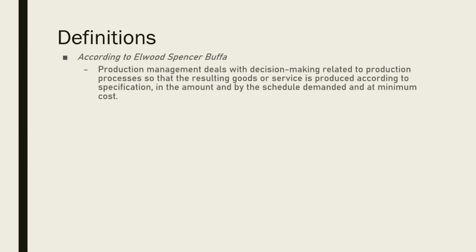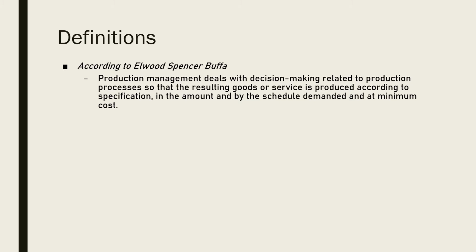We have a few definitions which will help us understand better what production management is all about. According to Elwood Spencer Buffa, production management deals with decision making related to the production process so that the resulting goods or services are produced according to specification, in the amount and by the scheduled demand, at a minimum cost. Here this deals with decision making, which is where planning comes into the picture. We produce goods and services according to the specification of our customers, in the amount and schedule demanded, at minimum cost.